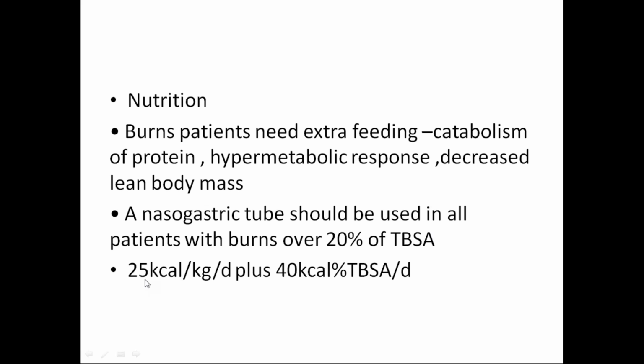The calorie requirement that should be given is 25 kilocalories per kg per day. Along with this, we should also add 40 kilocalories per percentage total body surface area per day, because there will be an increased nutritional requirement in burn patients because of catabolism of proteins, hypermetabolic response, and decreased lean body mass index.